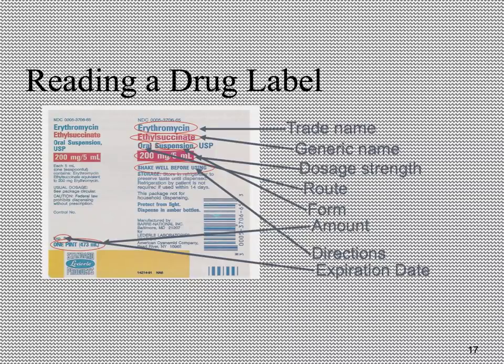Supply dosage is the strength and form of medication, and in this instance, when we look at it, is 200 milligrams per 5 mLs. Amount is the total quantity within the container of a drug. In this instance, it is 473 mLs. Our route is orally, that is the method of delivery.